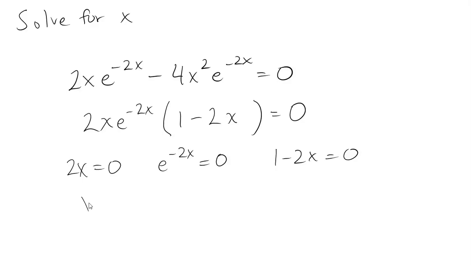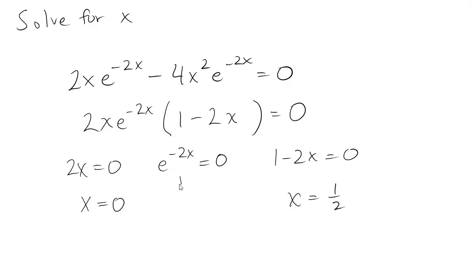2x equals 0 has a solution, that's x equals 0. 1 minus 2x equals 0 has a solution, that's x equals 1/2. The middle equation has no solution. E to a power can never be equal to 0. It doesn't matter that the exponent is negative. In fact, that makes the argument even easier to make.